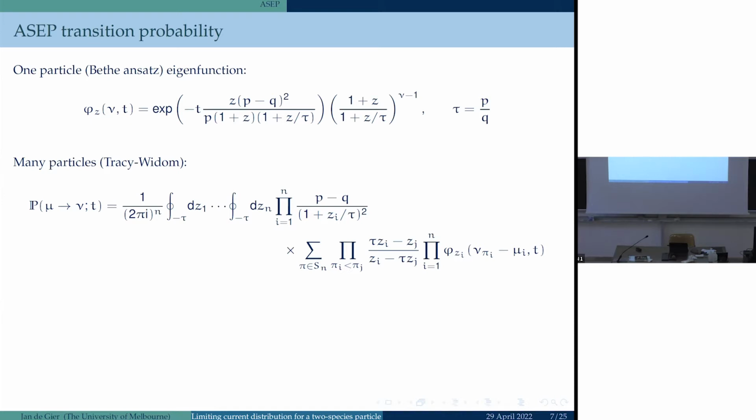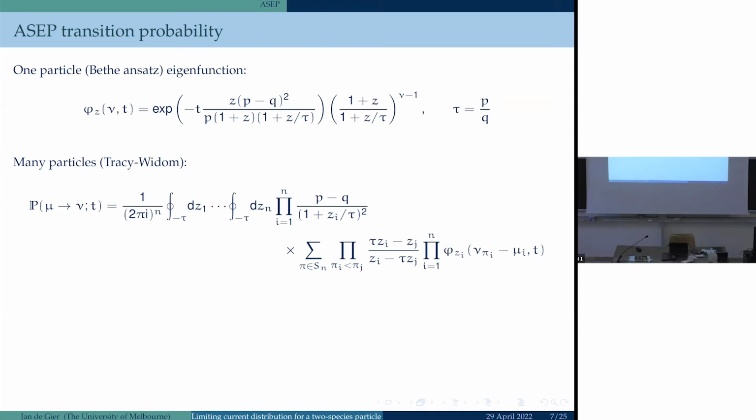If you just look at one particle, it moves with a Bethe-Ansatz type of eigenfunction. I've written it in this particular way: some function of an auxiliary, essentially complex variable z, to the power of u, the position of the particle, times an exponential that depends on t, and then a rational function also depending on z, which is basically the eigenvalue of the one-particle process. There are some parameters here. p and q are the hopping rates to the right and to the left, and this tau that appears here is just the ratio of those two hopping rates. So that's a one-particle eigenfunction.